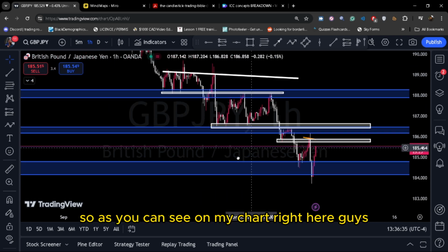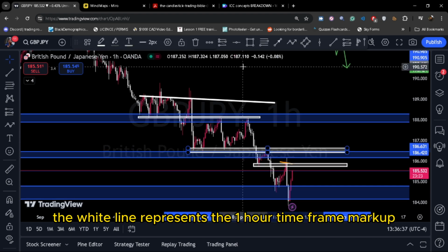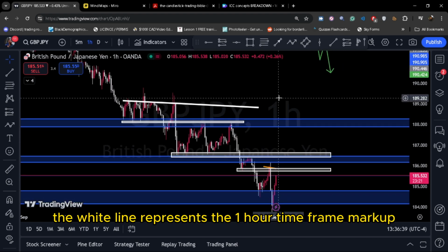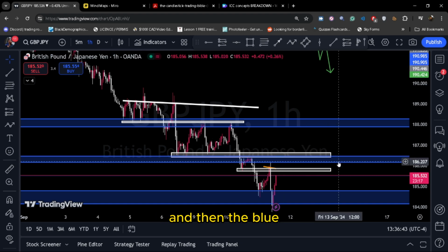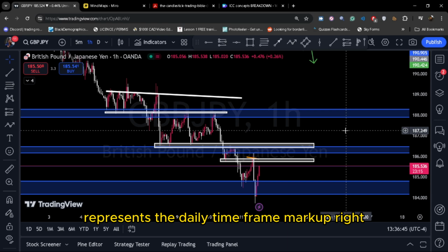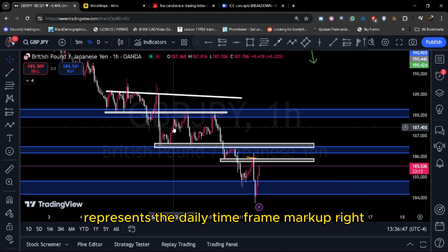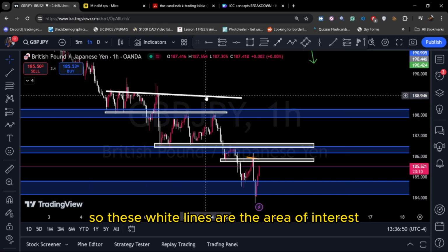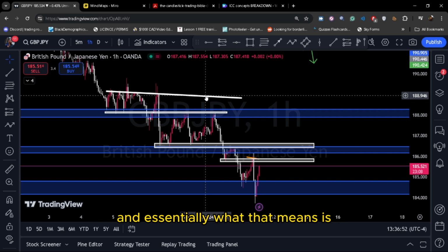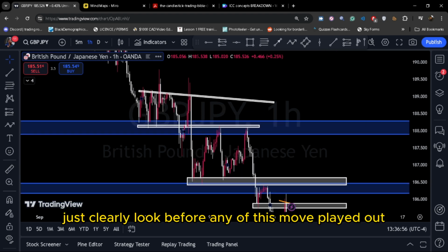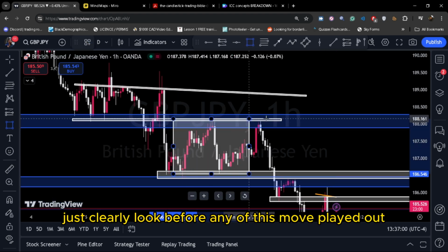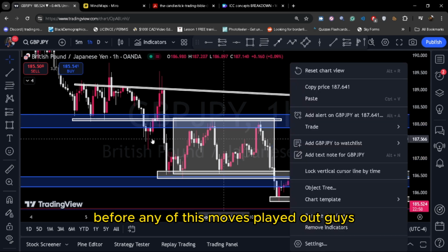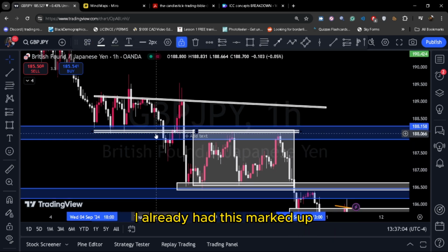So as you can see on my chart right here guys, the white line represents the 1 hour time frame markup, as you can see on my top left corner, right? And then the blue represents the daily time frame markup, right? So these white lines are the area of interest, and essentially what that means is the demarcation between buyers and sellers. So in this case here guys, just clearly look, before any of these moves played out guys, I already had this marked up.